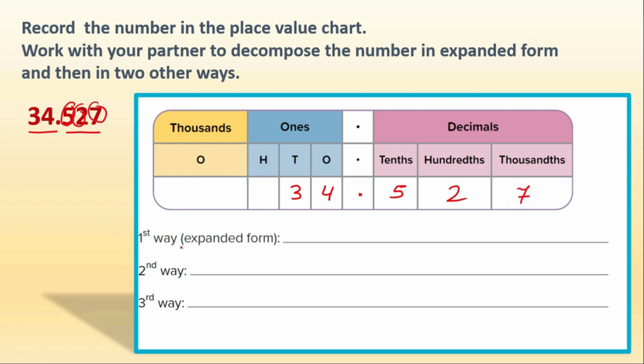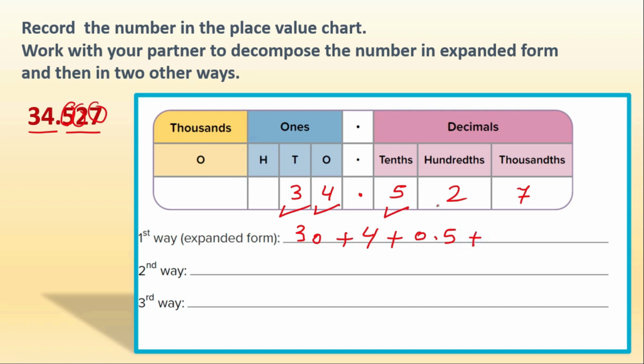The first way: expanded form. Expanded form means write each digit in its value. The first number, our first digit, 3. In tens, it will be 30, plus the second one, 4. In ones means 4, plus the next one, decimal point, and then 5 in tenths, it means 0.5 عشان تبقى 5 tenths.